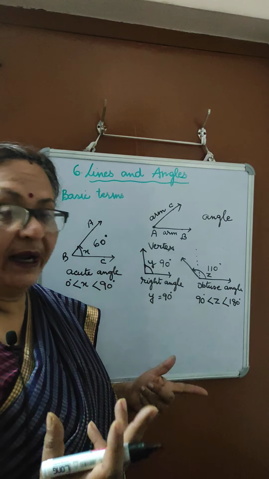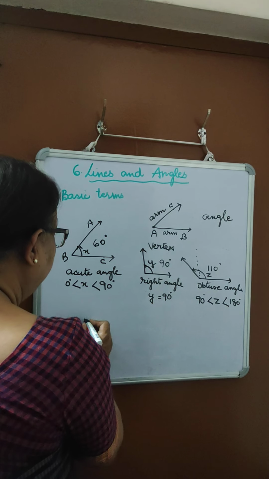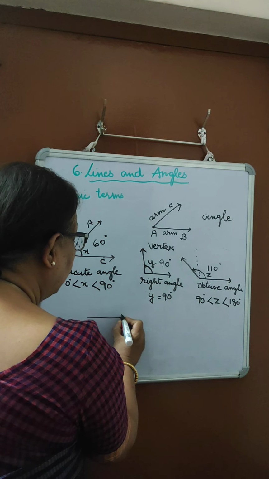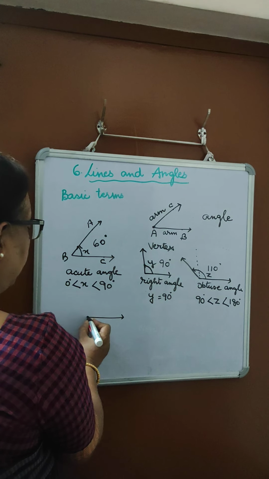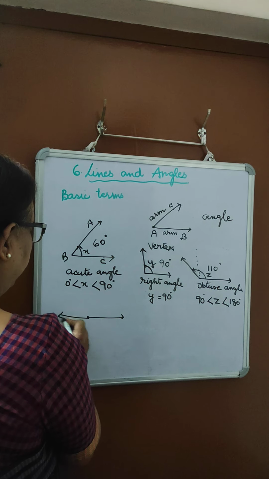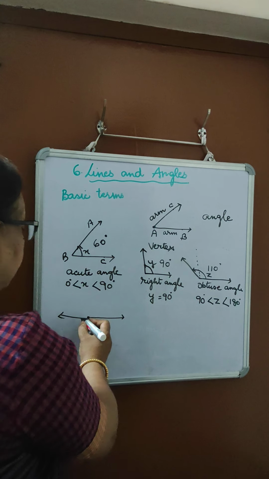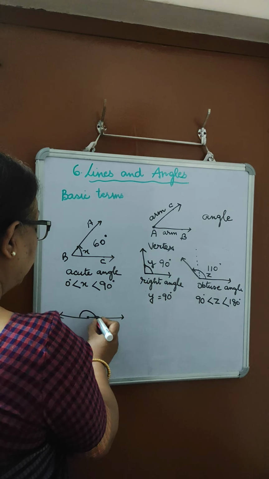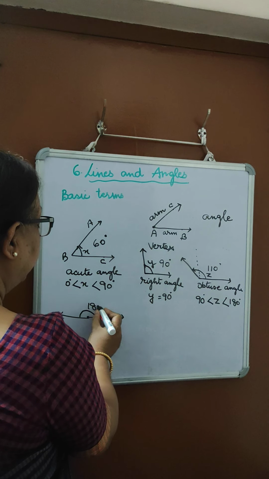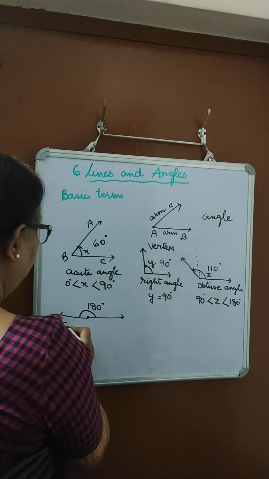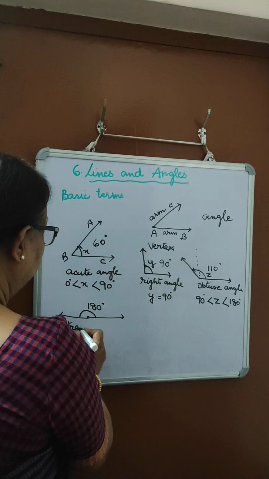Now let's see what is 180. Now again you see, this is one ray, another ray. Both of them have this common vertex. This angle formed is 180 degrees and we call it a straight angle.